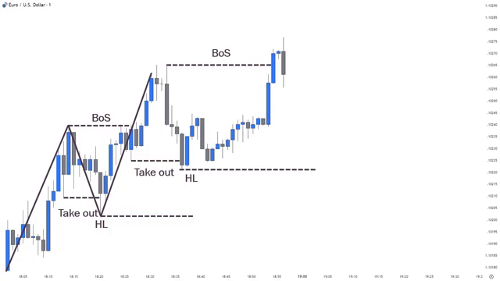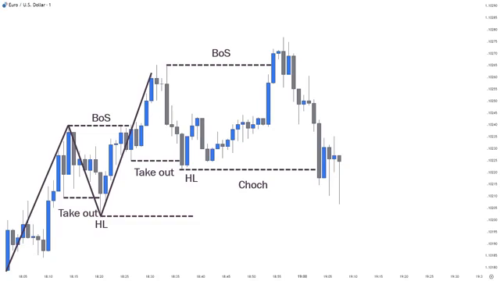Now let's see what the market will do next. As you can see, the market broke and closed below our higher low, confirming this move as a valid change of character. Now after this occurs on the chart, the market sentiment will change to bearish, and we'll expect a reversal in the trend.